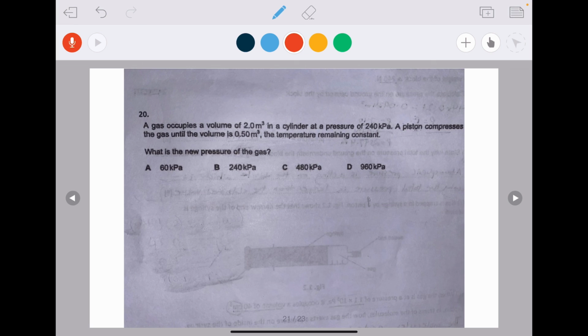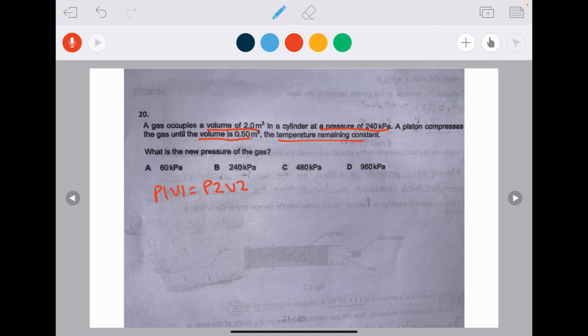Let's move on to question number 20 now. A gas occupies a volume of 2 meter cubed in a cylinder at a pressure of 240 kilopascals. A piston compresses the gas until the volume is now 0.5 meter cubed, with the temperature remaining constant. This again, we will use P1 V1 equals P2 V2.